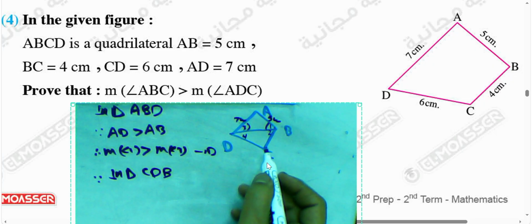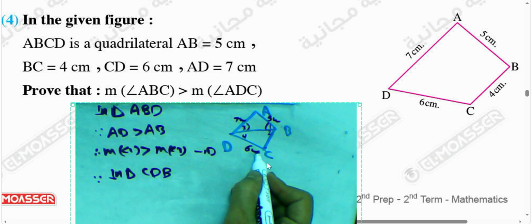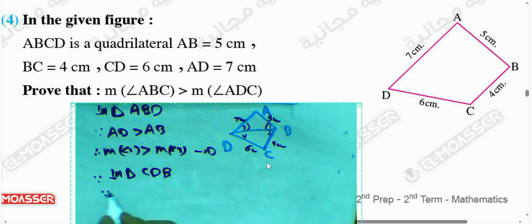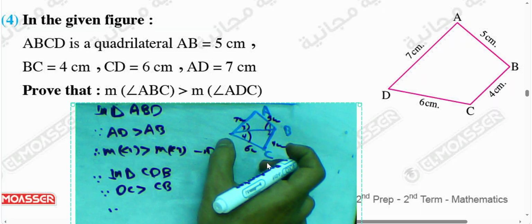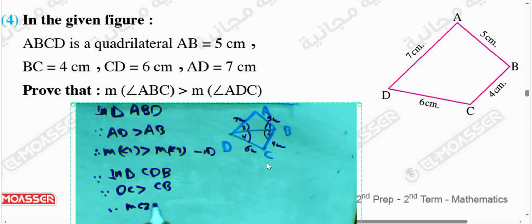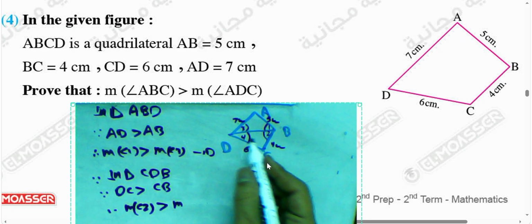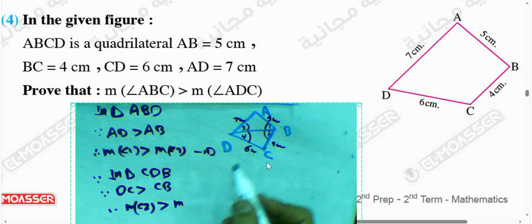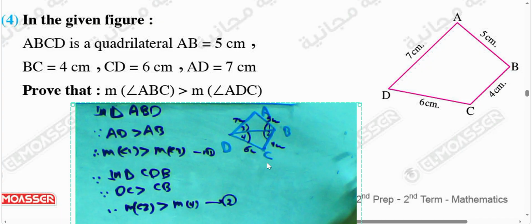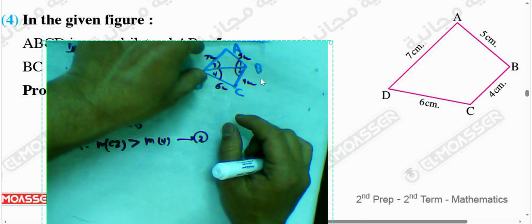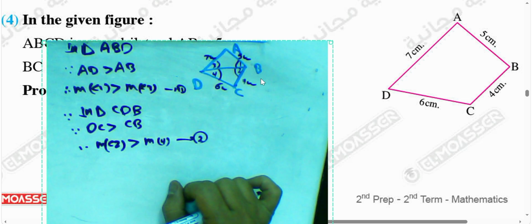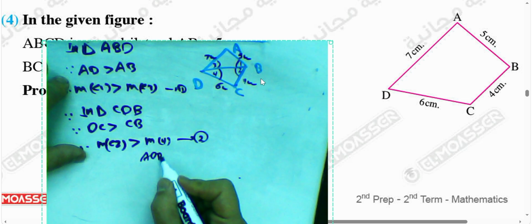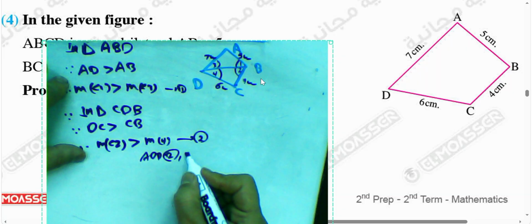And in triangle CDB we have this line segment of 6 centimeters and here 4 centimeters, such that DC is greater than CB. The opposite angle of DC will be 2. The measure of angle 2 is greater than the measure of angle 4 because 6 is greater than 4. The measure of angle 2 is greater than the measure of angle what? Angle 4. This is relation number 2. From relations 1 and 2, we can collect together to find the answer. Collect 2 angles and 2 angles, 1 with 2.